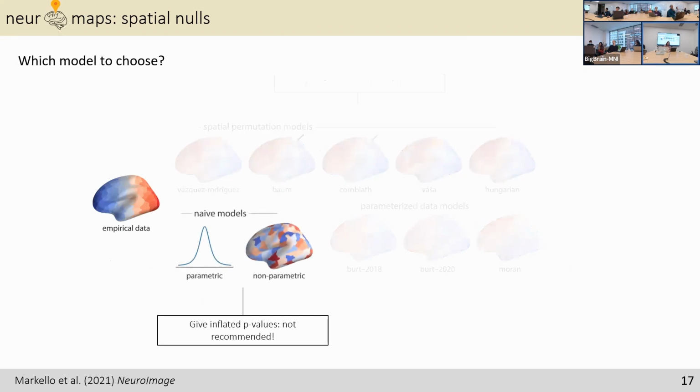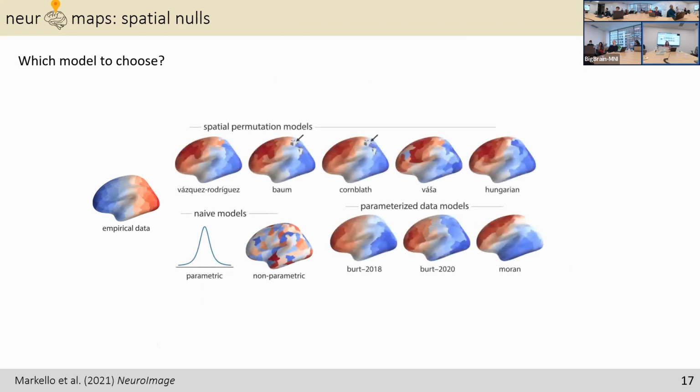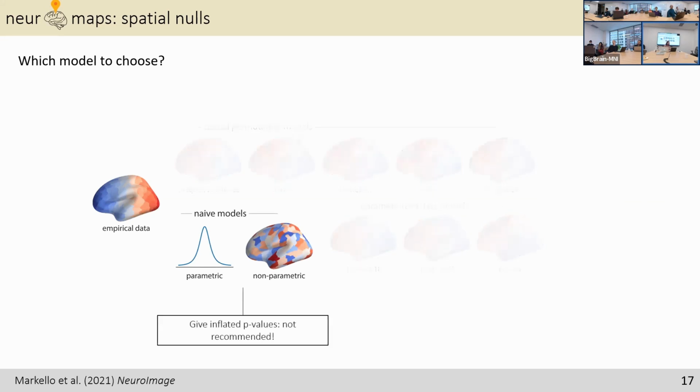So then the question is, which model do we choose? Because I've just talked about how there are different models available. Well, the answer is it depends on what you want to do, because every single one of these models has its own caveats and its own particular things that make you like them or not. Of course, you shouldn't use naive models. That's the main takeaway, I guess, you could have from this presentation, because they give you inflated p-values.